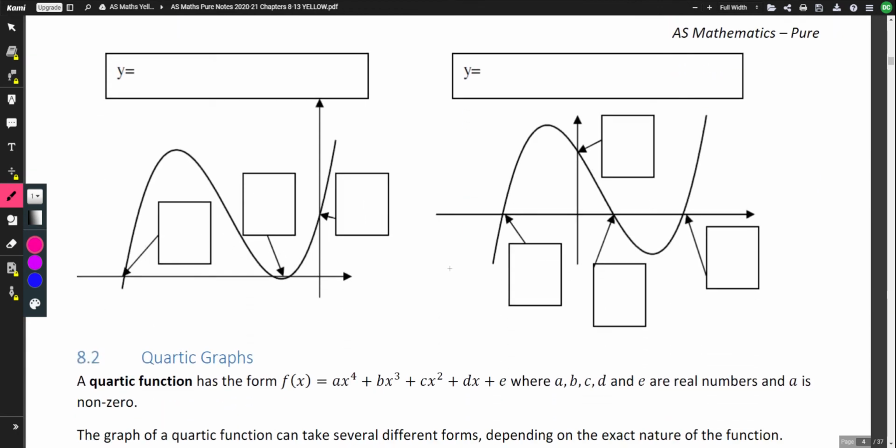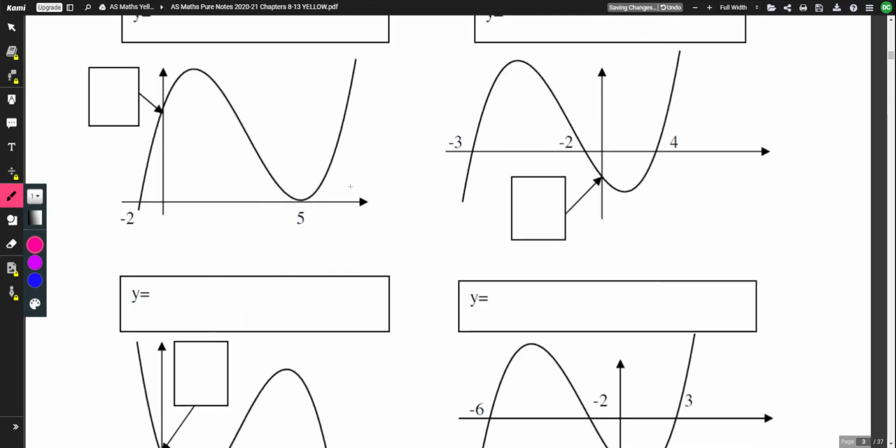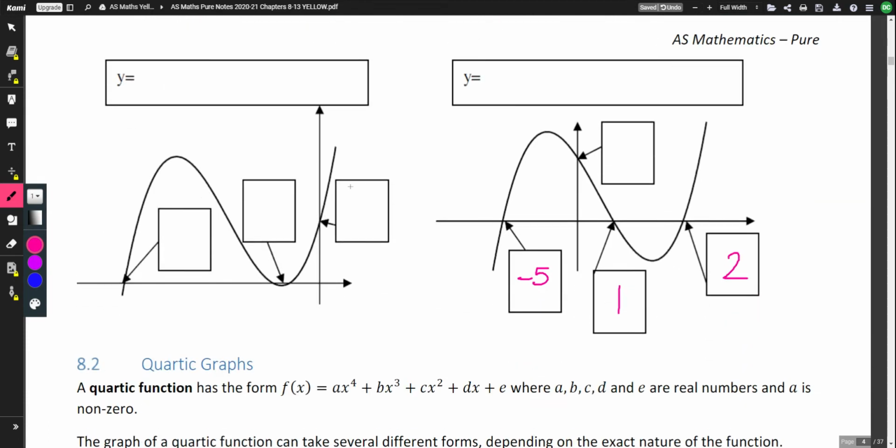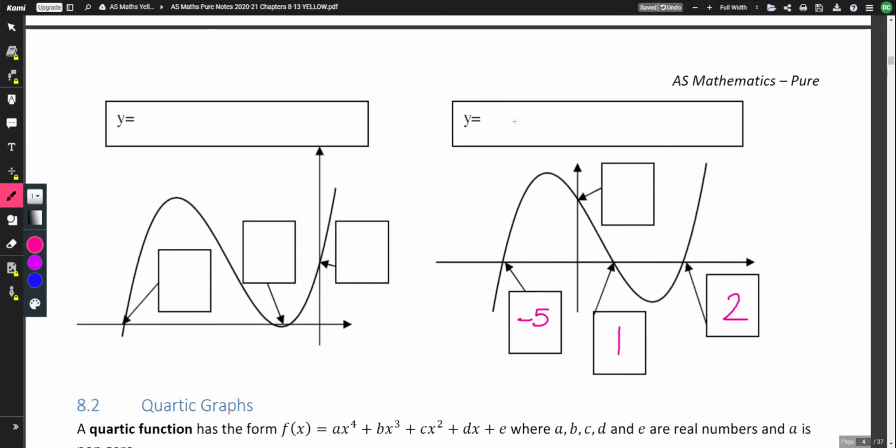X-axis at minus 5, 2, and 1. So it must be this one on the right: minus 5, 2, and 1. It can't be the one on the left because it crosses the x-axis in negative places. So these numbers couldn't be minus 5, 2, and 1 because they're on the negative x-axis. Therefore, graph number 1 is this last diagram here.